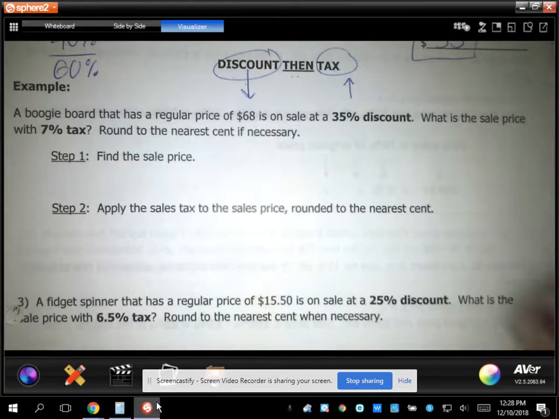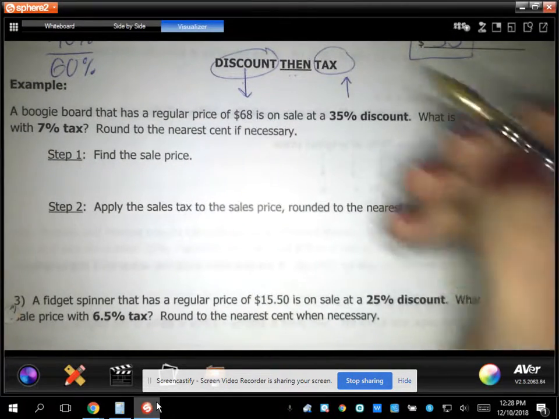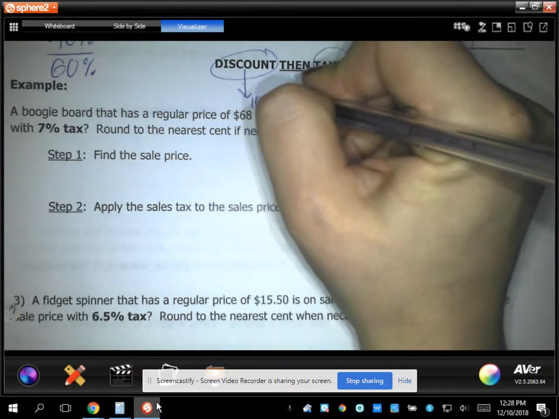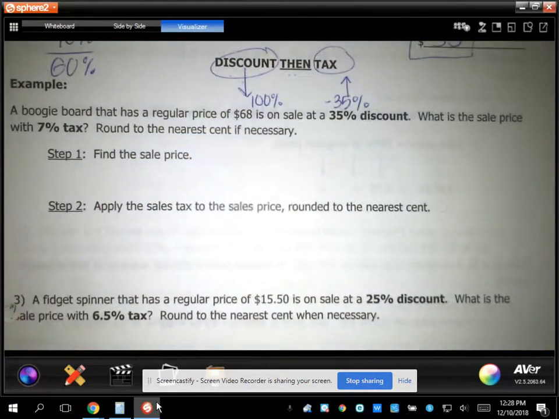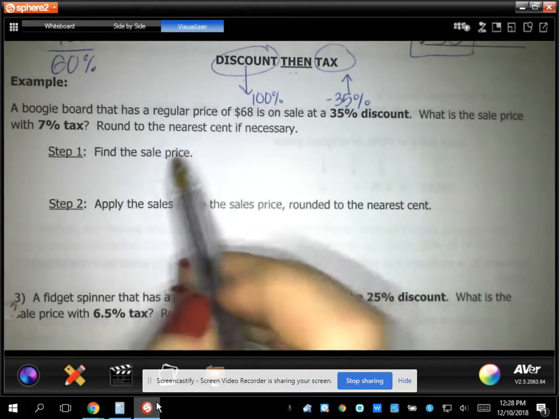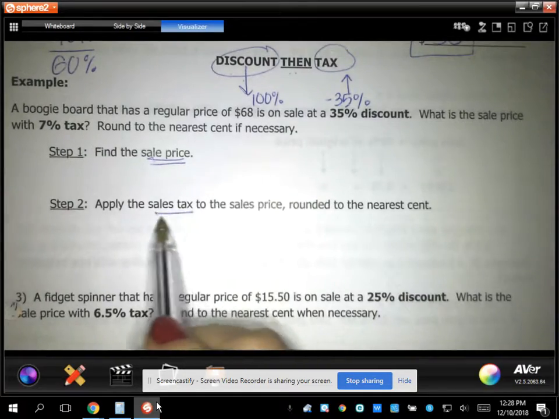A boogie board has a regular price of $68 and it's on sale for a 35% discount. So I was going to have to pay 100% of this, but it's 35% off. What is the sales price with a 7% tax? Round to the nearest cent if necessary. This is a two-step problem. So first you have to find the sales price. Then you have to take the sales price to the register and find the sales tax.